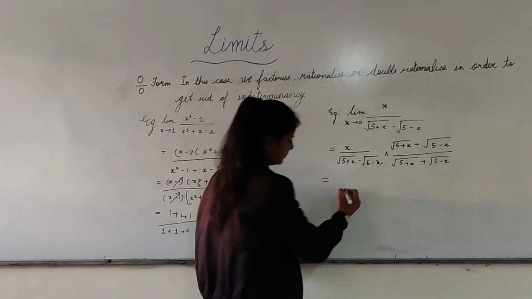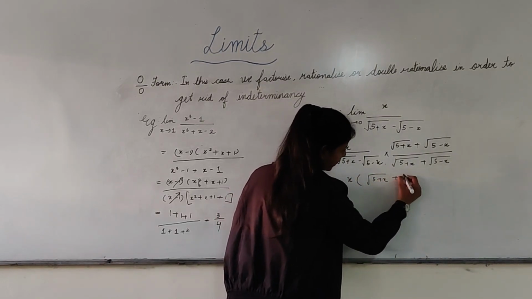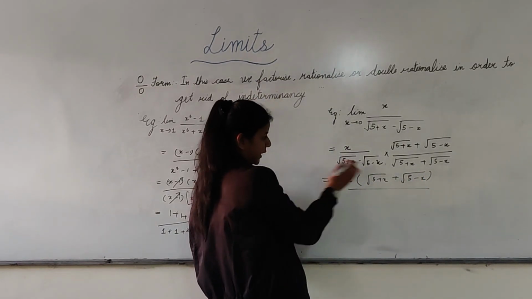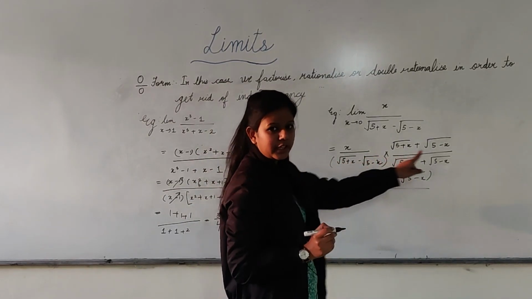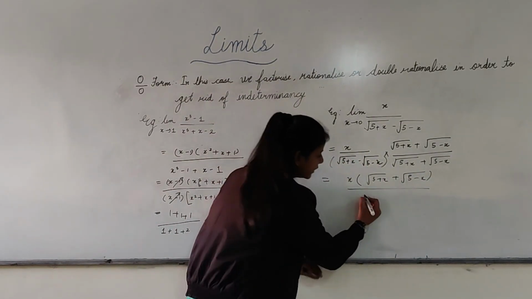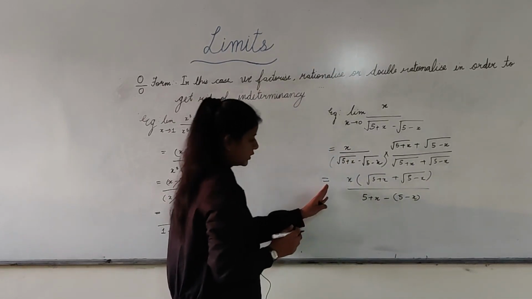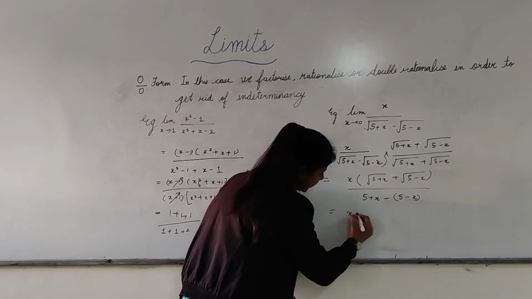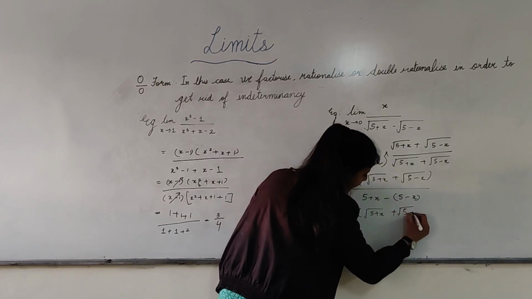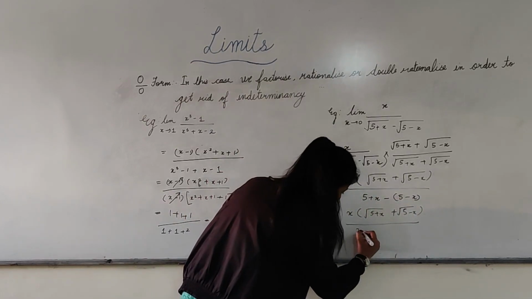By solving further, in the denominator, as they are of the form a minus b into a plus b, we know the formula a square minus b square. So we can write here 5 plus x minus 5 minus x. So solving further, we get x into (under root (5 plus x) plus under root (5 minus x)) upon, what we get in the denominator, 2x.